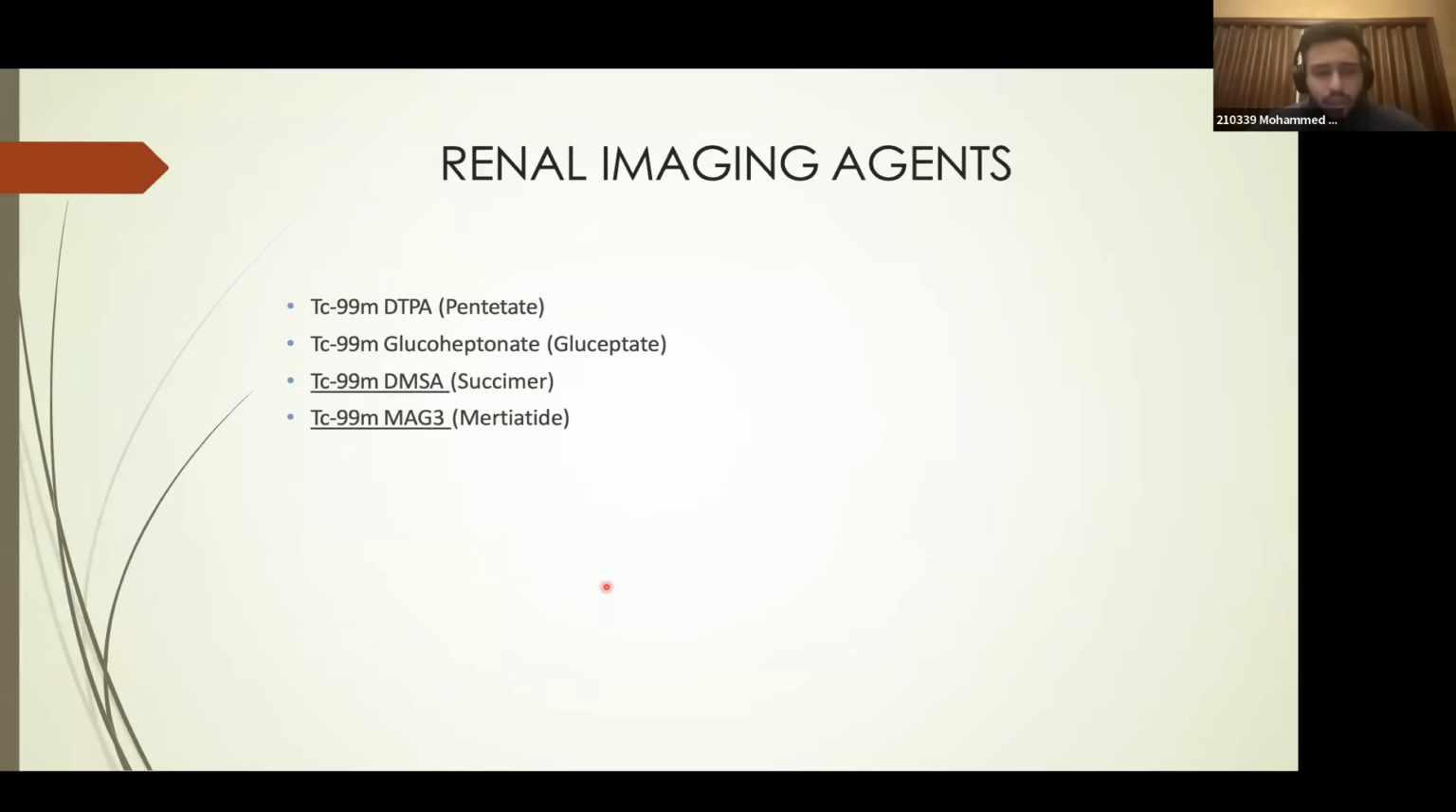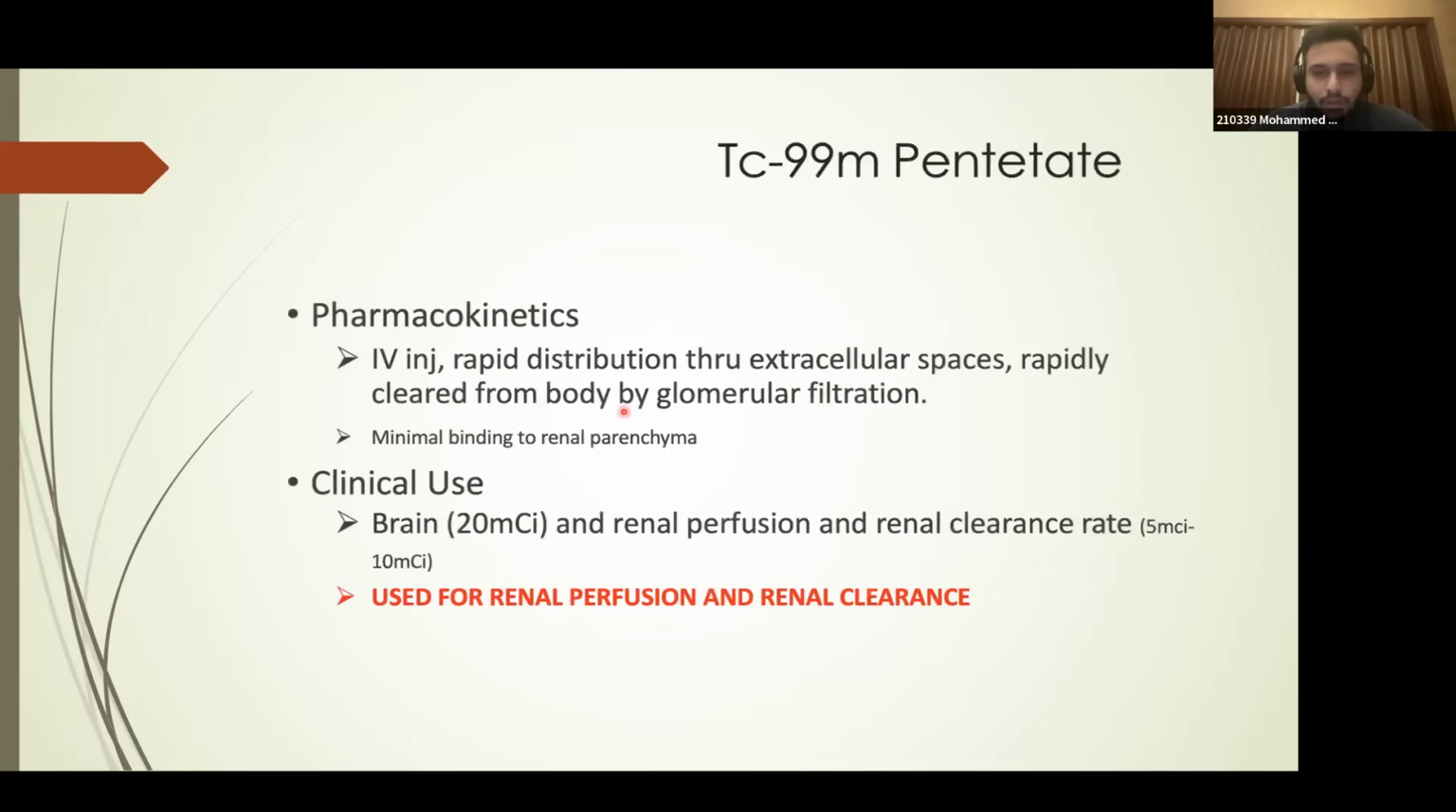Now, renal imaging. I underlined the two that, based on your transcripts and recordings, the doctor really wants you to know, but I'll go over everything on the slides. The first one is technetium-99 pentetate, and it is very important. It's the nuclear medicine modality of choice for renal perfusion and renal clearance. That's all you need to remember for this. Technetium-99 pentetate is for renal perfusion and renal clearance.